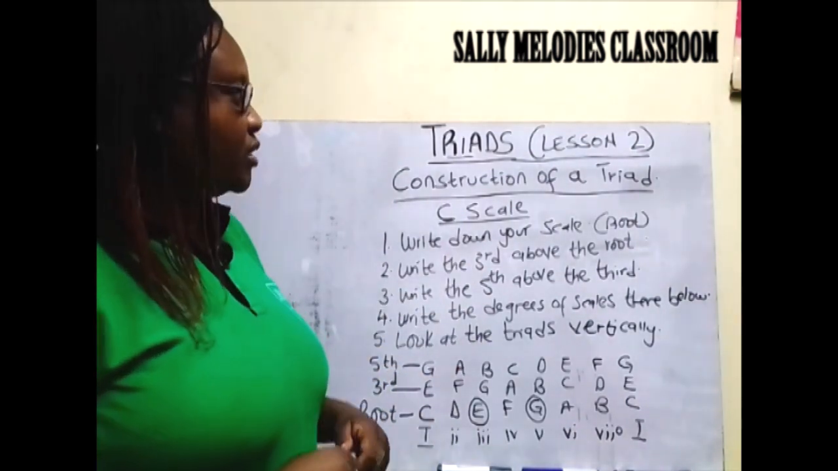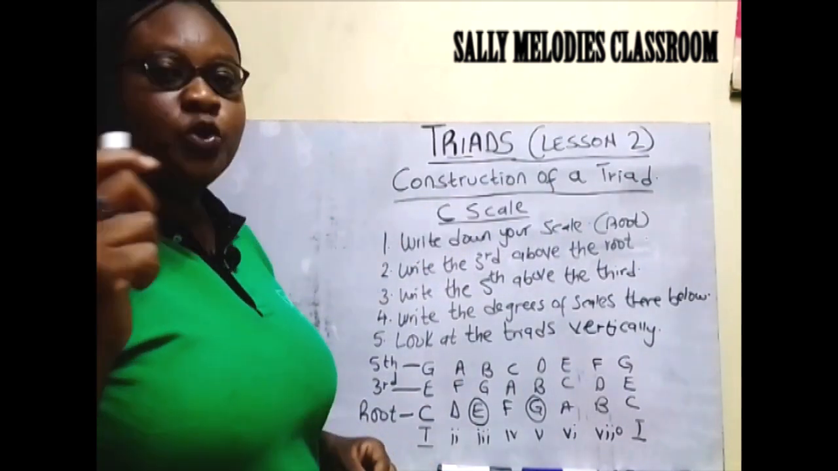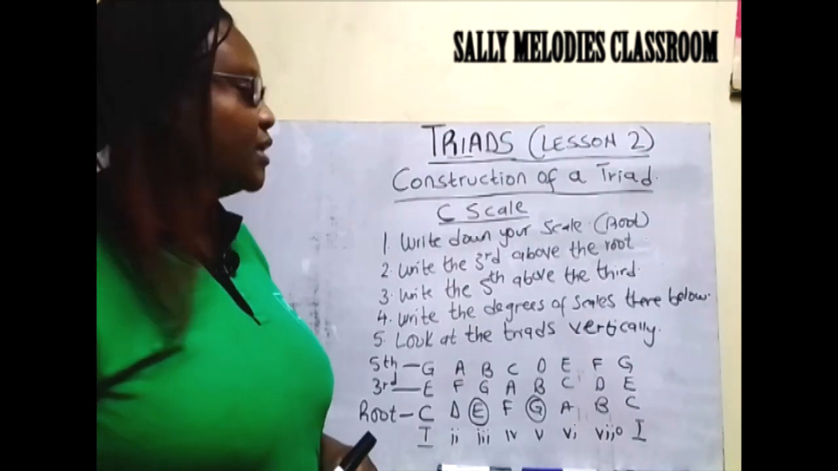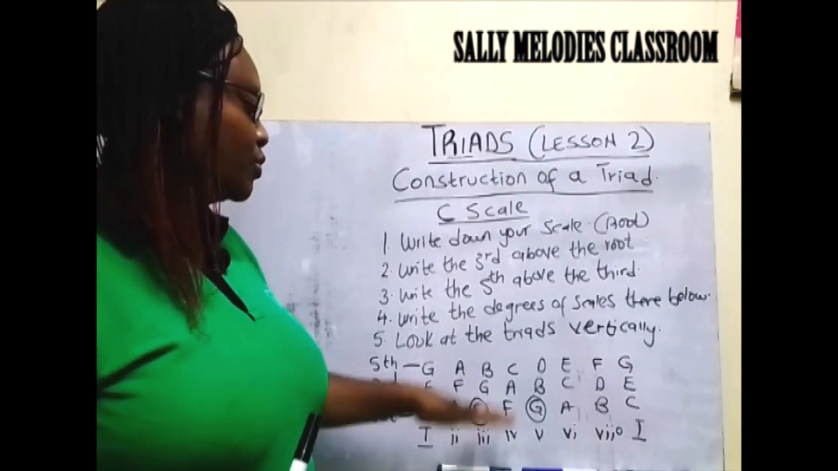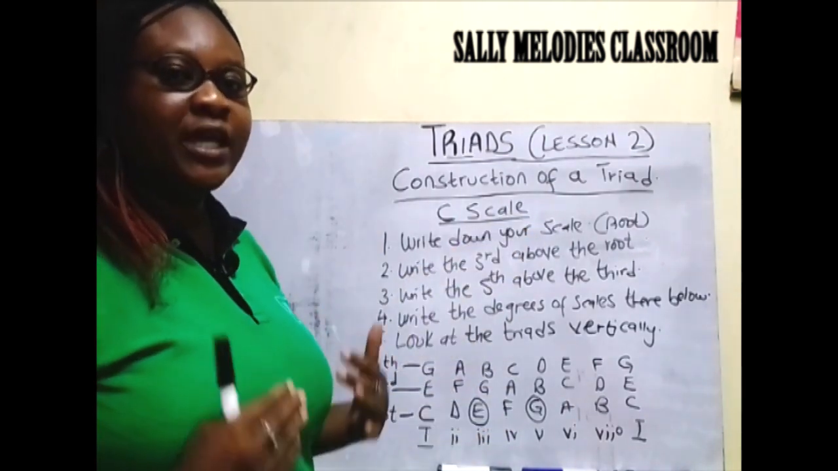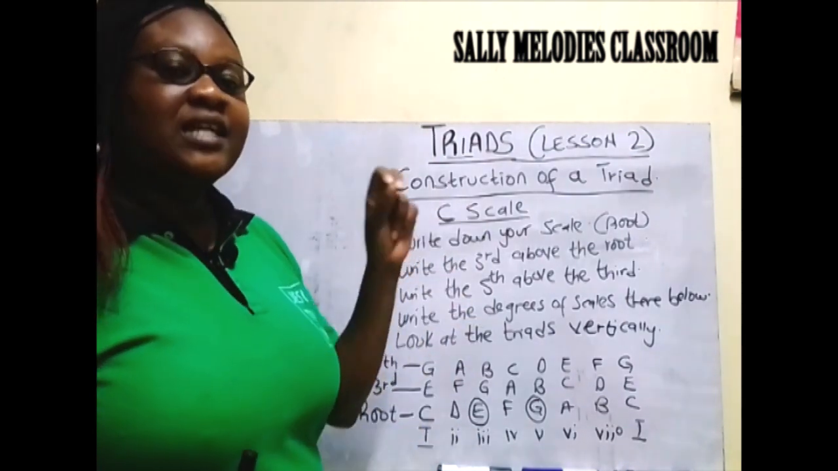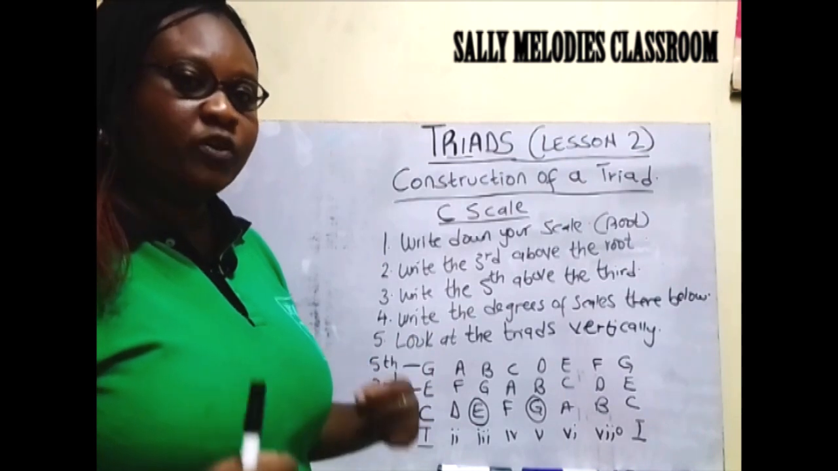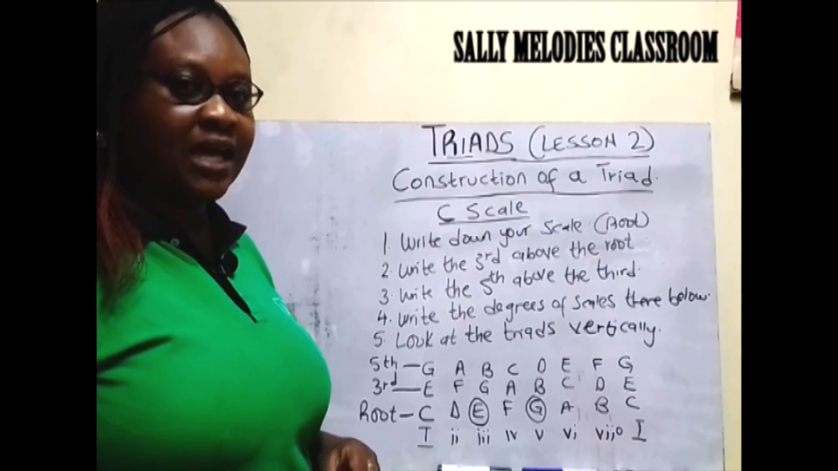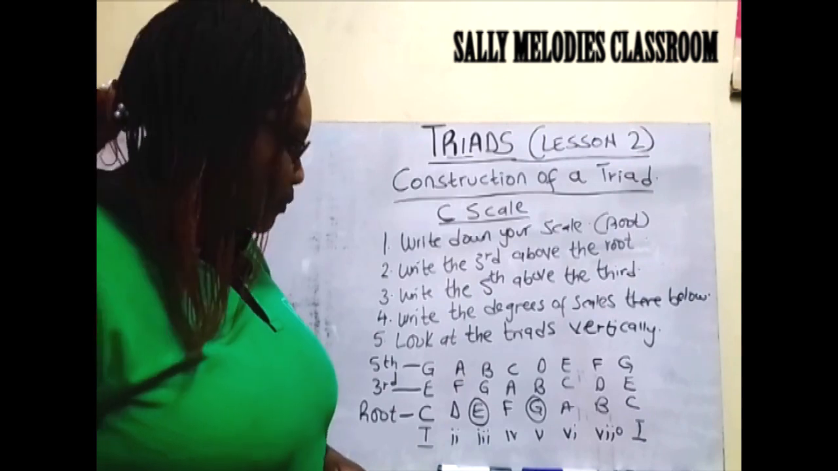So, in this lesson, I want us to look at the construction of a triad. How do we construct those triads? There is a way we are supposed to construct them, and I would like you to pay attention because if you miss any, then you are not going to get the correct triads. So, we said it can be built on any degree of the scale, but right now we are using C as our example. We are going to use the scale of C as our example.